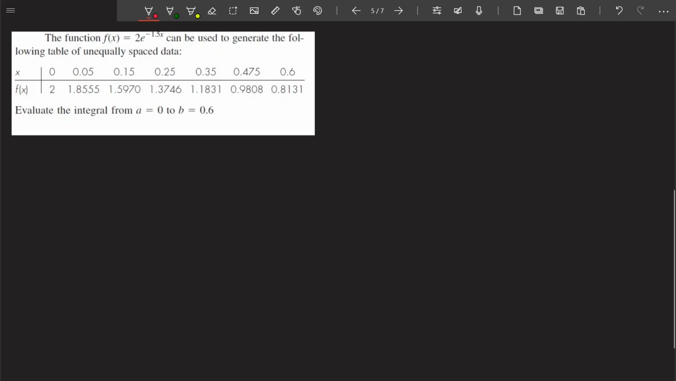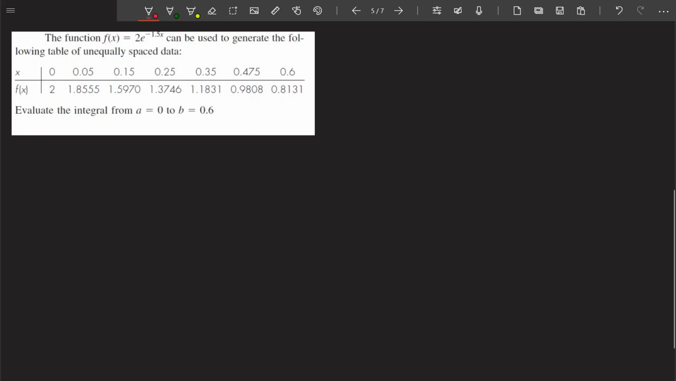One thing you need to understand here is whenever you encounter even segments, you are going to apply either the trapezoidal rule or Simpson's one-third rule. And whenever you encounter odd segments, you are going to apply Simpson's 3/8 rule. So let us talk about this particular problem. When you talk about these problems, x is given and f(x) is given. So x is 0, 0.05, 0.15, 0.25, 0.35, 0.475 and 0.6.